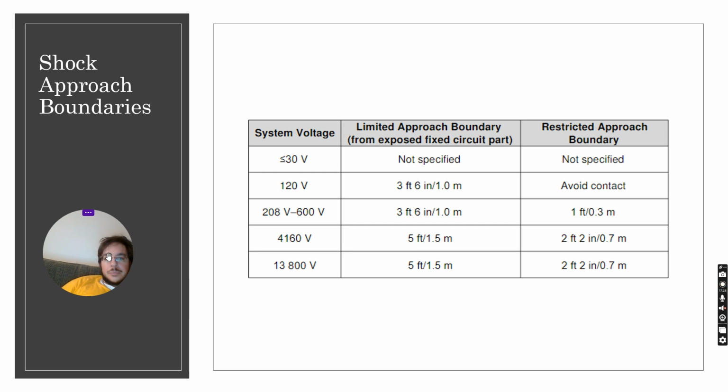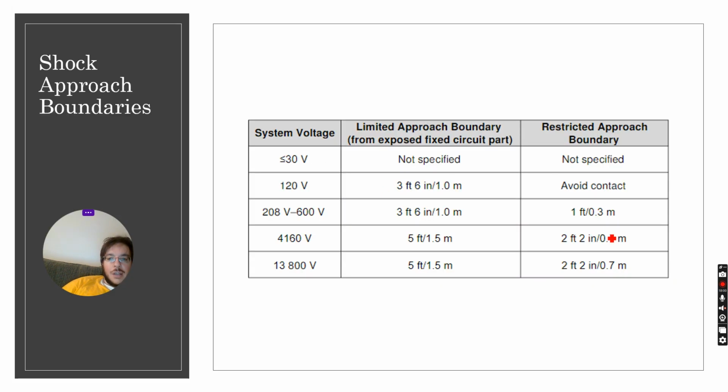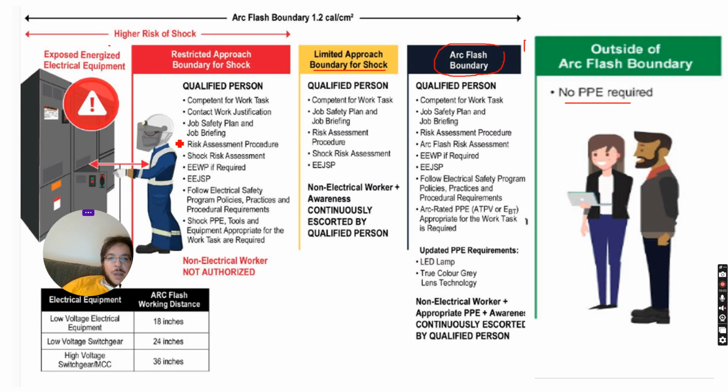Now when we look at the system voltage, anything under 30 volts, we don't care. Within the 120 volt panel, you want to be 3 foot 6 inches, and if you've got a 208 to 600 volt panel, again 3 foot 6 inches gives us our shock boundary, and 1 foot gives us our restricted boundary for shock.